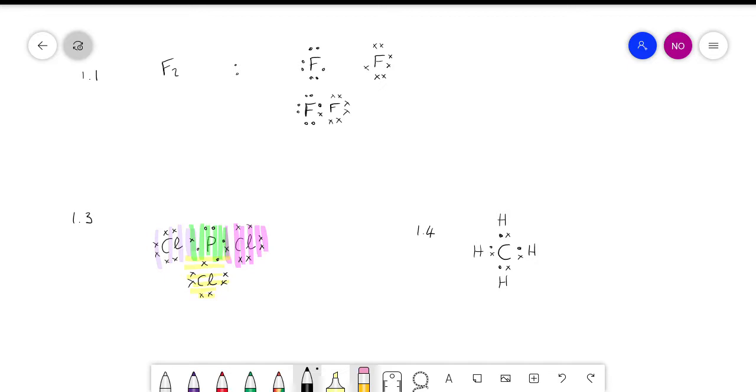So 1 electron from each hydrogen, and then carbon, I told you guys, remember, we don't fill carbon 1, 2, 3, 4. We fill it 1 in each.